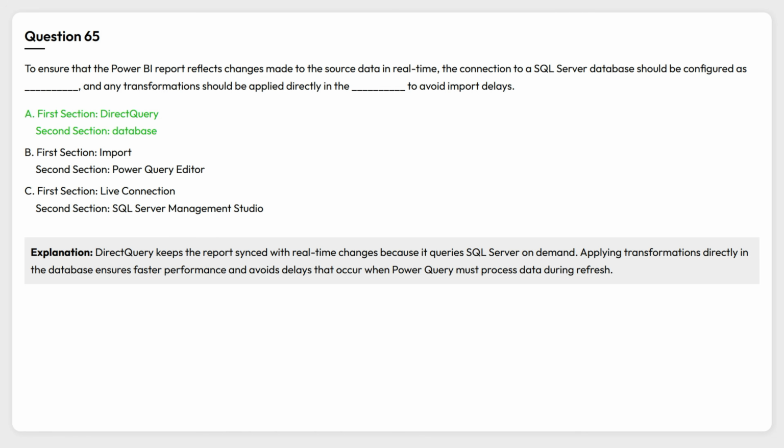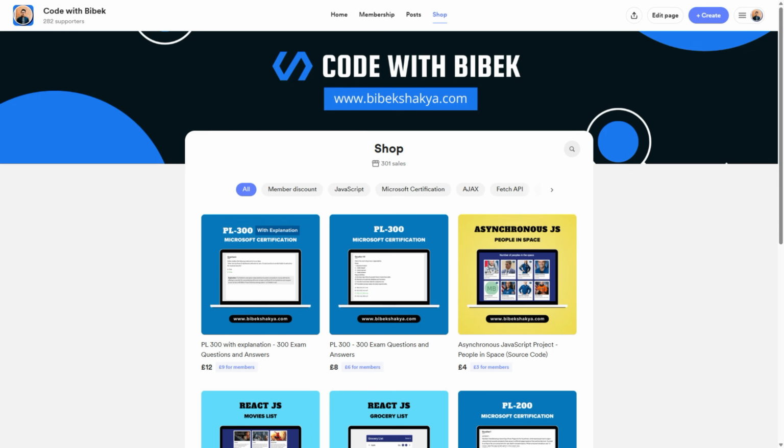DirectQuery keeps the report synced with real-time changes because it queries SQL Server on demand. Applying transformation directly in the database ensures faster performance and avoids delays that occur when Power Query must process data during refresh.